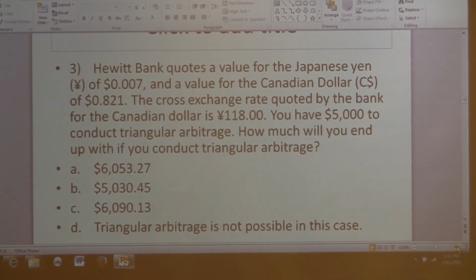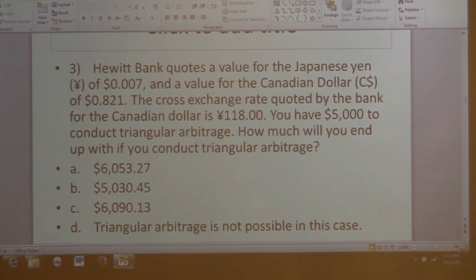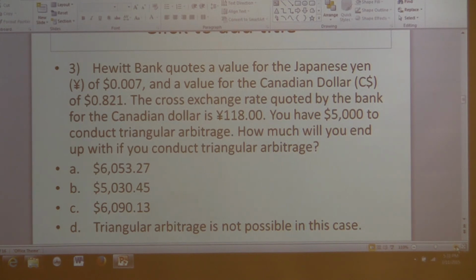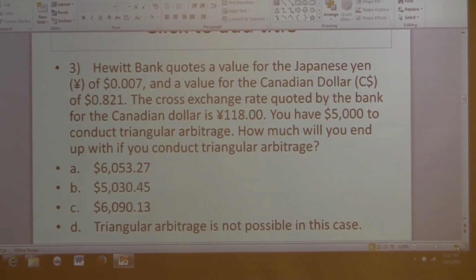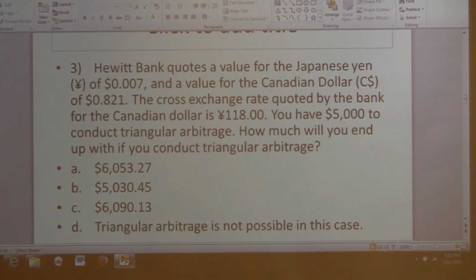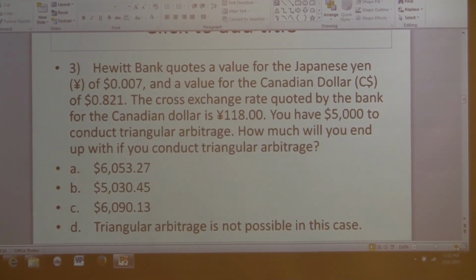Then you want to buy the US dollar. And with what you get here, 718,635.81 times what is it, how much? 0.007. Okay. So what do you end up with? 5,030.45. Okay. So you invested $5,000, you end up with 5,030.45. Okay. So if it's 50,000, it's going to be $300.